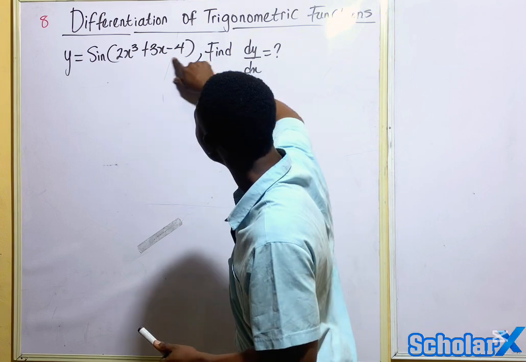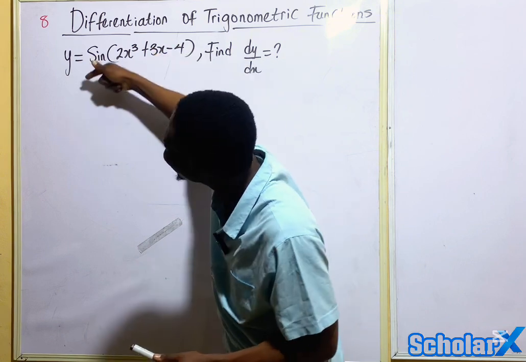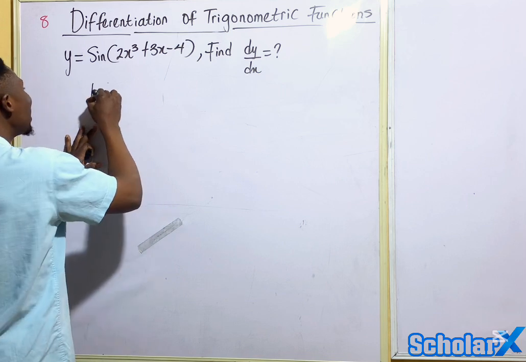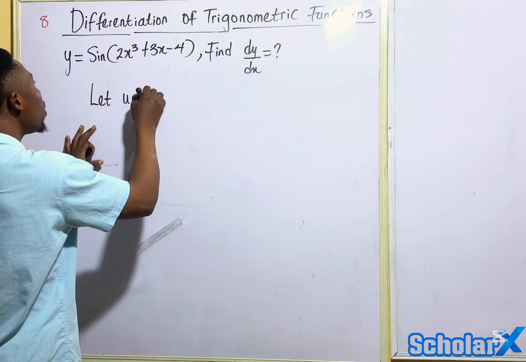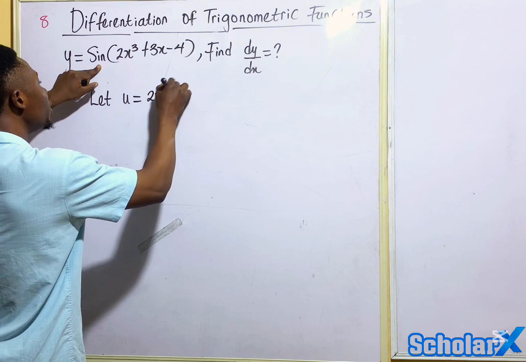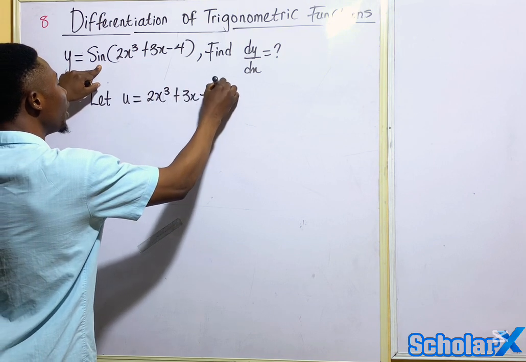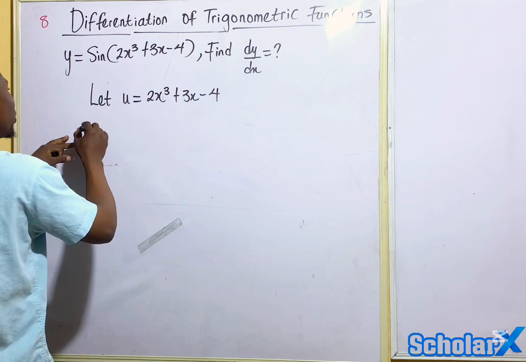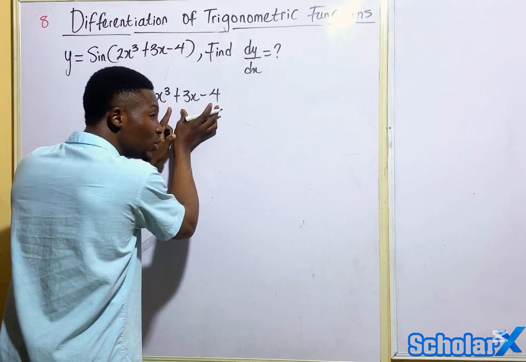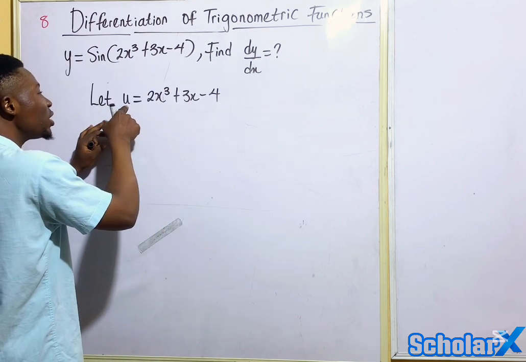Now we have a function inside this trigonometric function, sine. So what do we do? We say let u be equal to the function inside this trigonometric function, 2x^3 + 3x - 4. Now we differentiate u with respect to x.